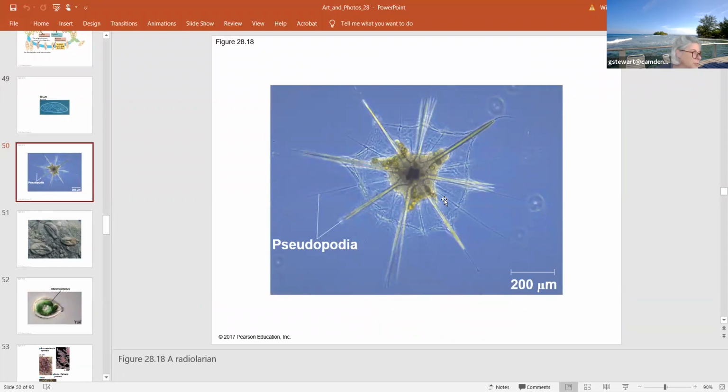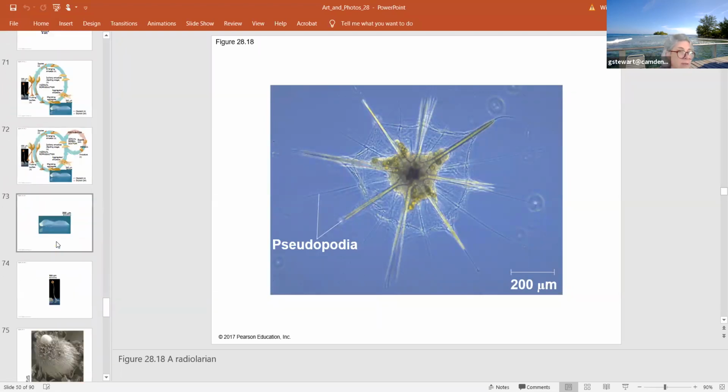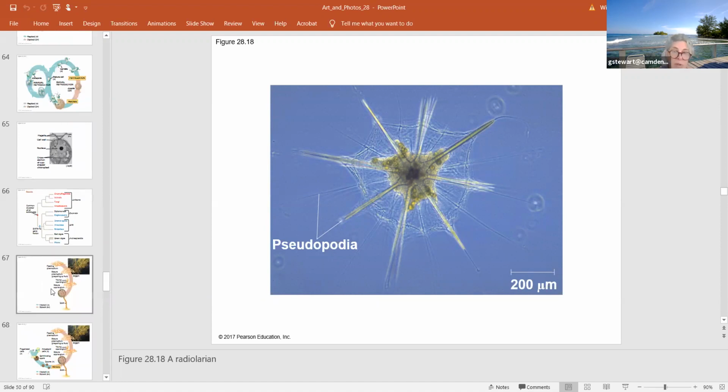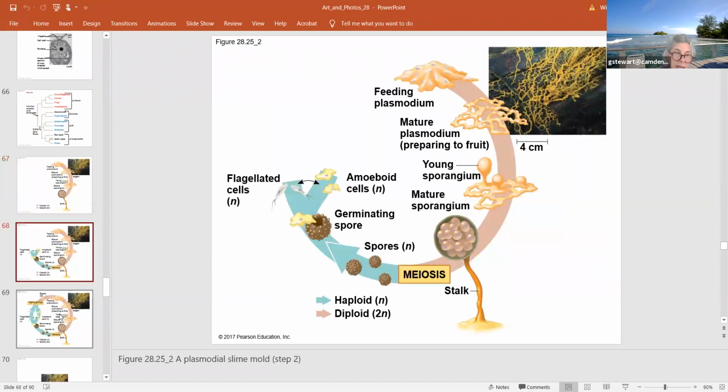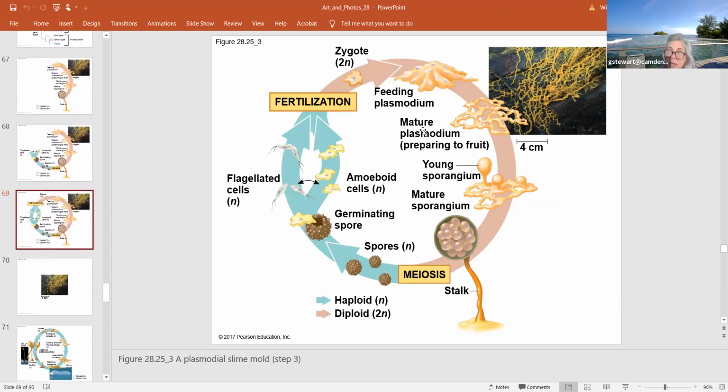In this group, we would have, oh, there's my picture of the radiolarian, which I was trying to show you earlier. It's one of the SAR group at the top. All right, back to the uniconts here. So we have amoebozoans, which include the slime molds, both the plasmodium slime molds and the cellular slime molds. This is an example of a plasmodial slime mold. You can see it here.